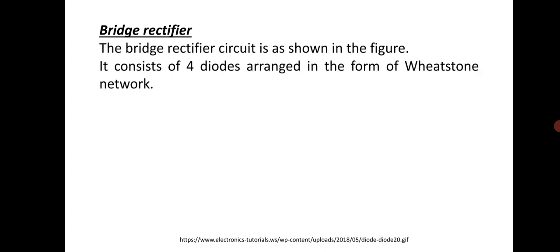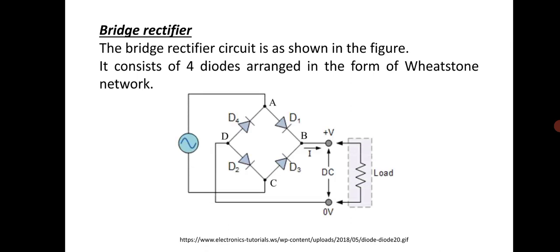The bridge rectifier consists of 4 diodes which are arranged in the form of a Wheatstone's network. You can see the diagram here which I have shown below. So here, during the positive half cycle of AC, point A, the top node of the Wheatstone's network, becomes positive, whereas the very opposite node, point C, becomes negative. Because point A is positive, diode D1 becomes forward biased.